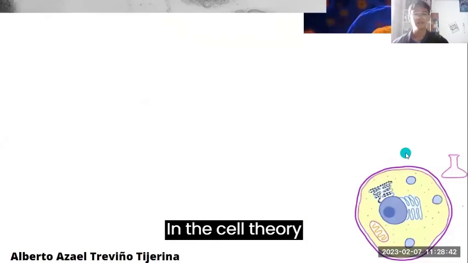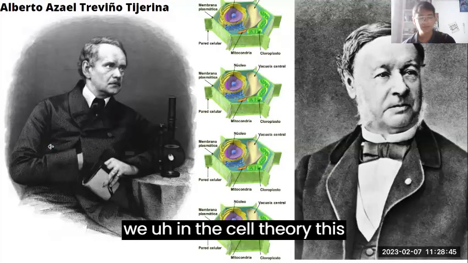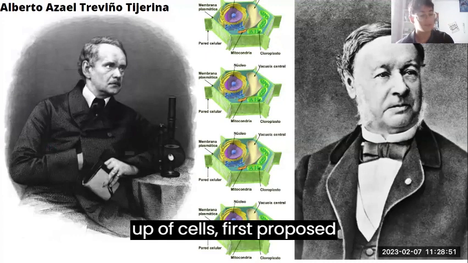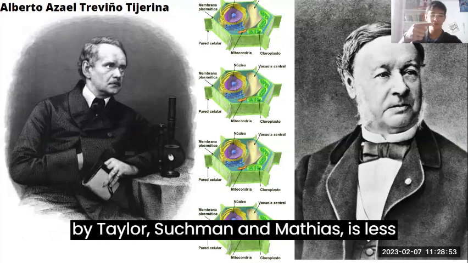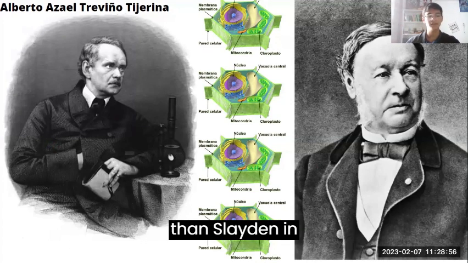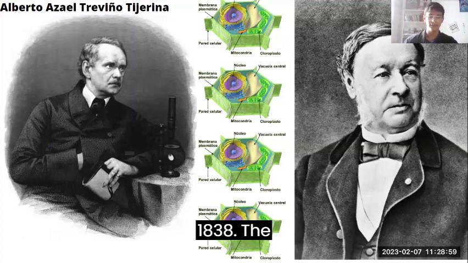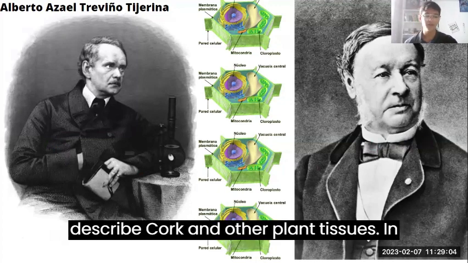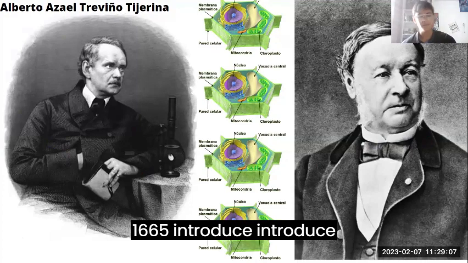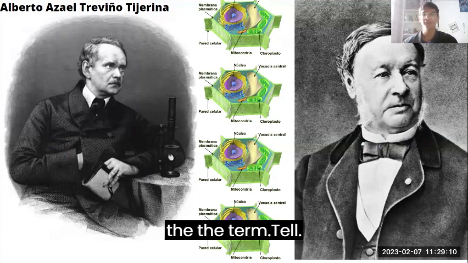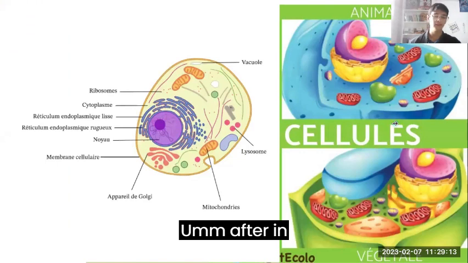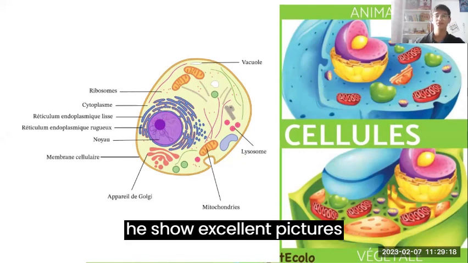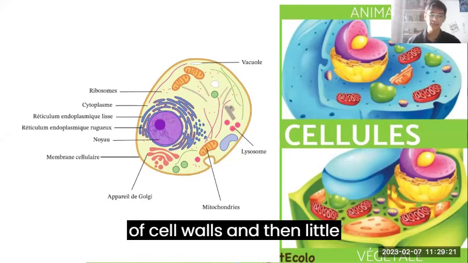In the cell theory, this theory proposes that all living things have in common that they are made of cells. First proposed by Theodor Schwann and Matthias Schleiden in 1838. The English physicist Robert Hooke described cork and other plant tissues in 1665 and introduced the term cell. After, in his publication Micrographia, he showed excellent pictures of cell walls.